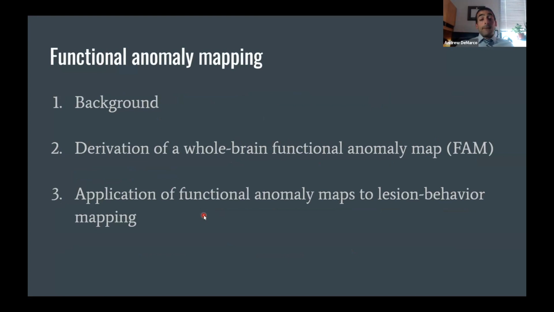And so this second part of the talk, I'll roll out in 3 sections. I'll give you a quick background. I think we could probably speed through that given the group, but we'll say a few things. And then I'll describe to you how to, in schematic terms, derive this functional anomaly map, whatever that means. It'll be clear in a second. And we'll do that for individual patients.